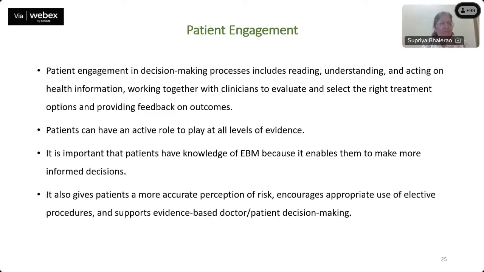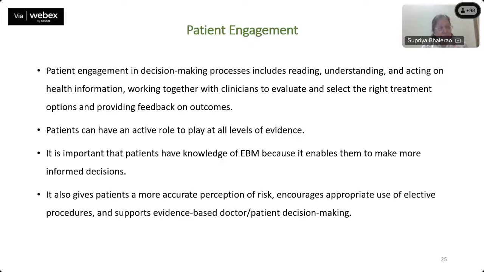Patient engagement, because we saw that patient values are also important. So what will the patient do when you talk about EBM? He will read, understand and act on the health information, and he will work together with clinicians to evaluate and select the right treatment options and provide feedback on outcomes. So he will not just help in selecting, for example, saying, okay, I don't think I would like to have this drug. If your patient says so, you cannot force, because this is patient value or patient preference.